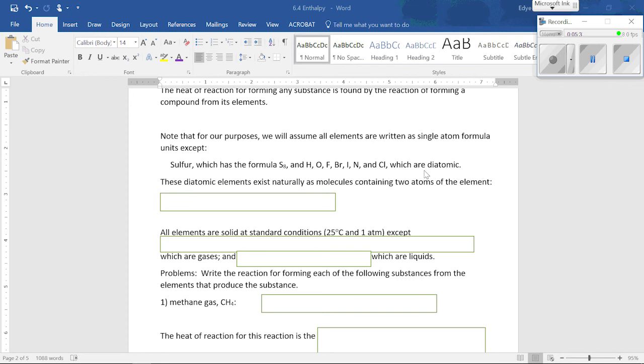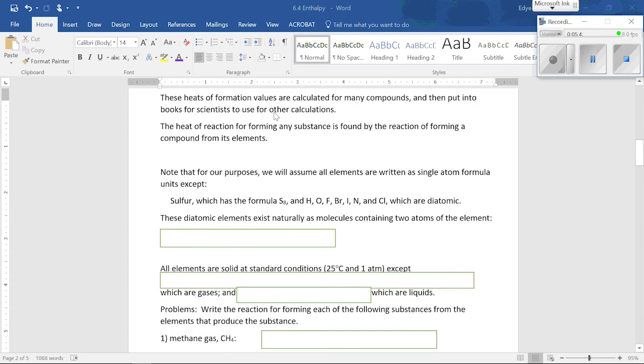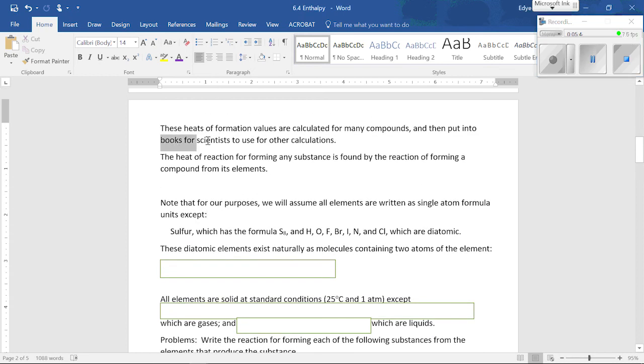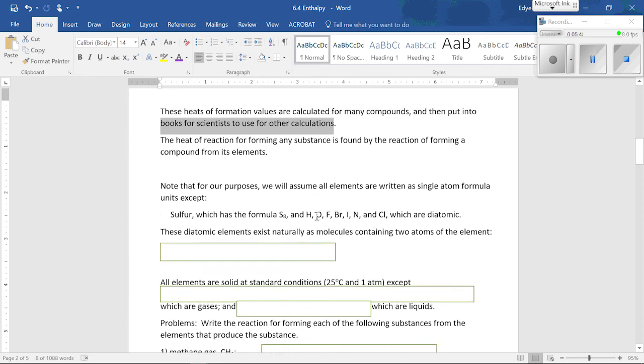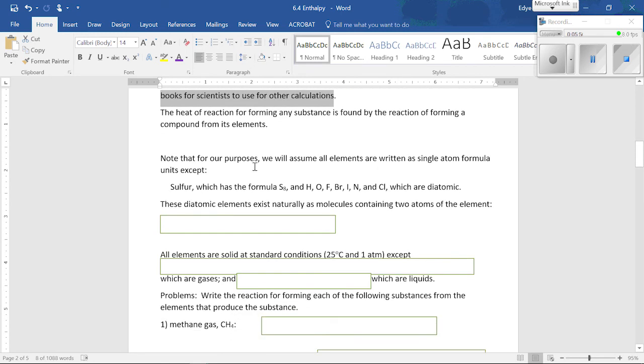Okay, and you don't need to copy any of those down. I'm just showing you, you can look these up online. You can look these values up in books. These values are public information. You can find them.